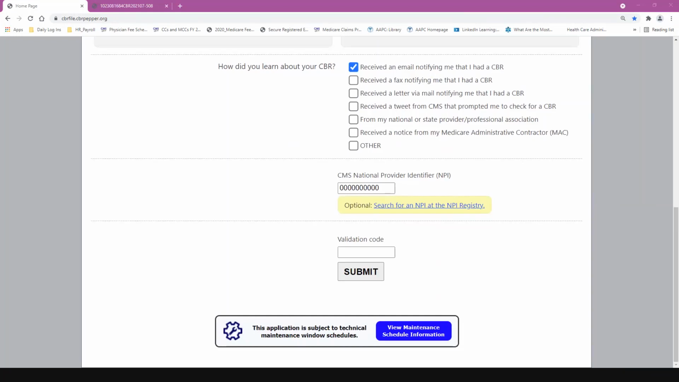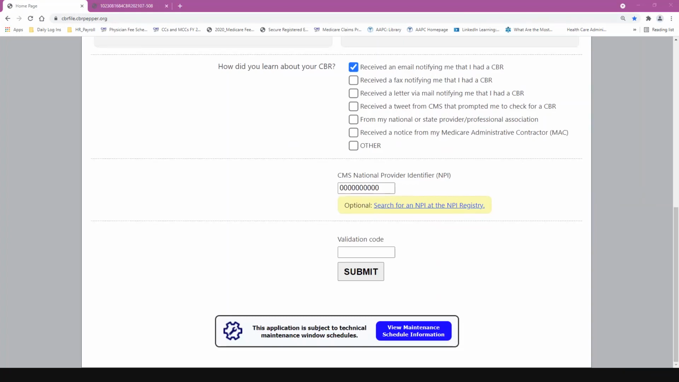At the bottom of the form, we ask for the provider's NPI number. This will be the NPI for the specific provider who received the CBR. And I, of course, am using a standard test code for the NPI number. Then at the bottom of the form, we finally have the validation code.